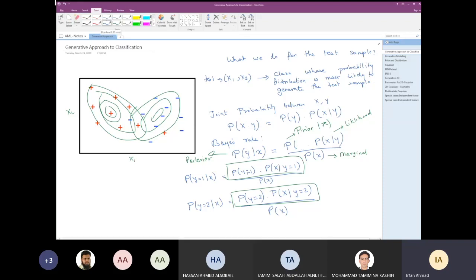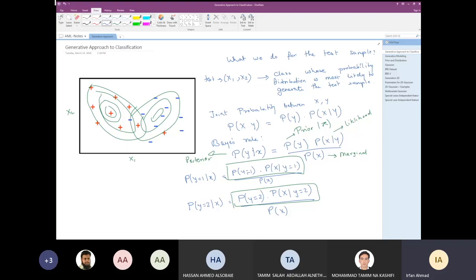In a sense, we know that P of Y given X is nothing but P of Y times P of X given Y over P of X. P of Y is the prior, which is sometimes also denoted as pi. P of X given Y is the likelihood. The P of X, the denominator, is the marginal. And P of Y given X, the class given the sample X, is the posterior. So this is the actual equation which you need.